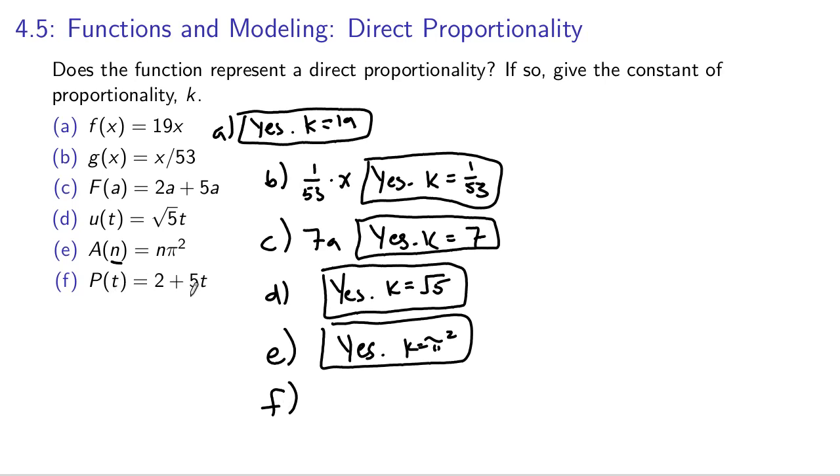Here are inputs t. We have 2 plus 5t. This doesn't fit into the direct proportionality because we just don't have a simple number times the input. We have this extra 2 plus. So the answer here is no. And we weren't told to do anything extra if the answer was no.